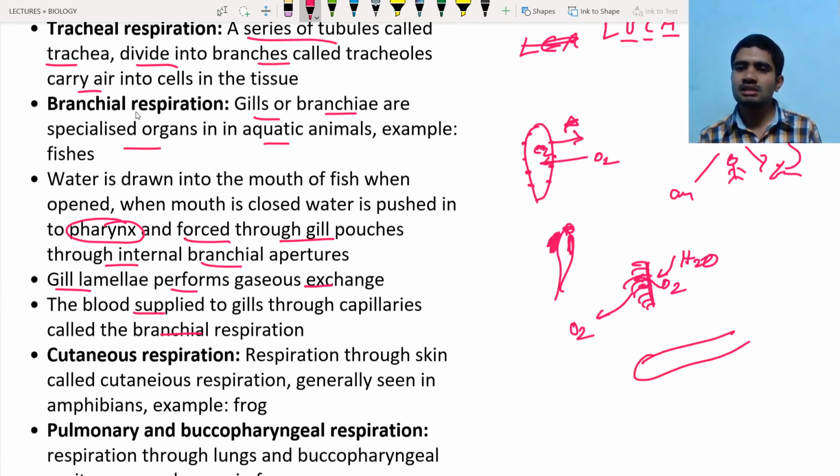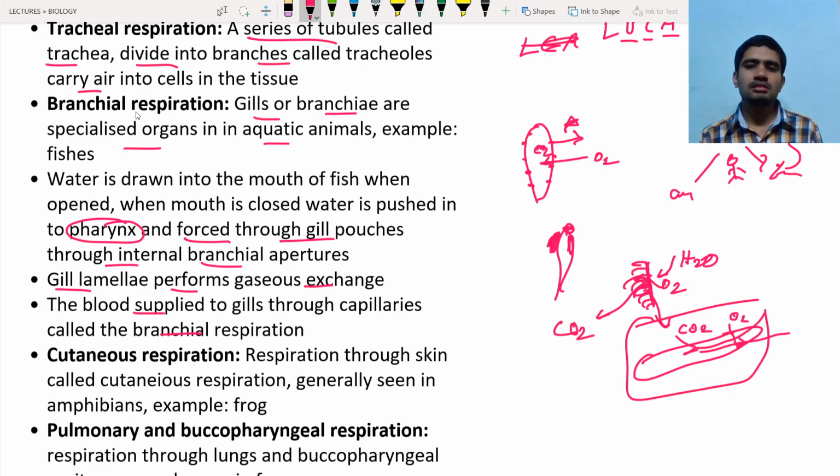Let us consider this is a small unit of the gill. It contains blood vessels, and these blood vessels bring the carbon dioxide, which will be removed into the water. The oxygen which is present here will be taken into the blood by these blood capillaries. So this is the aquatic environment, and this process occurs in fishes.